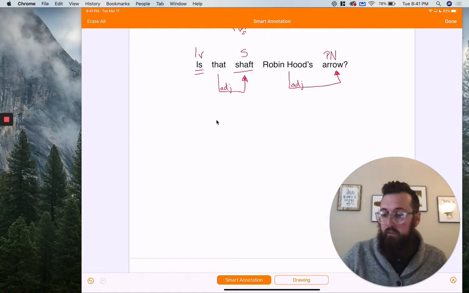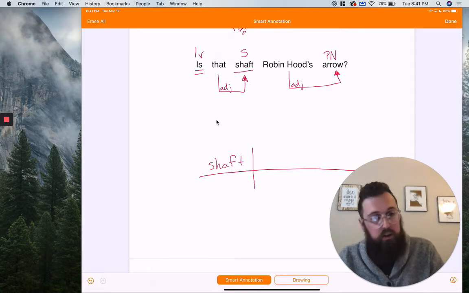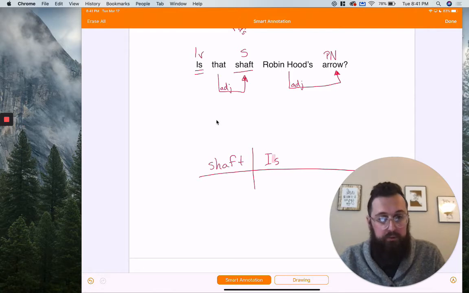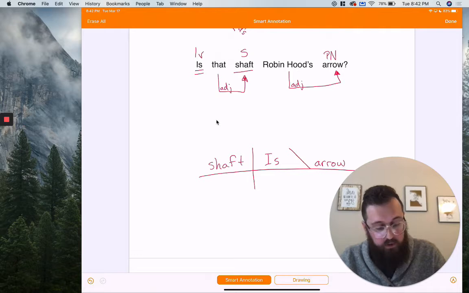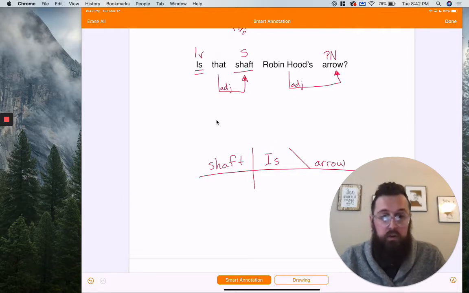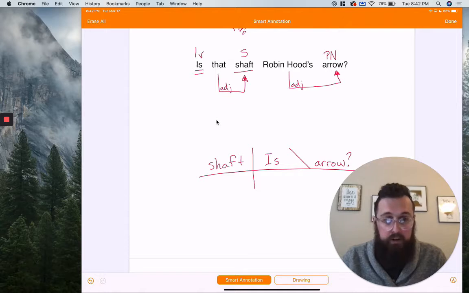So when diagramming a sentence, I put my subject, shaft, I do my verb, is. I'm going to capitalize that because it was the beginning of my sentence. Now, I don't have any direct objects in my sentence, so I'm going to have a slanted line and arrow. Now, because this is an interrogative sentence, I want my diagram to match that, so I'm going to make sure to put my question mark. Now I can go in and add my modifiers.